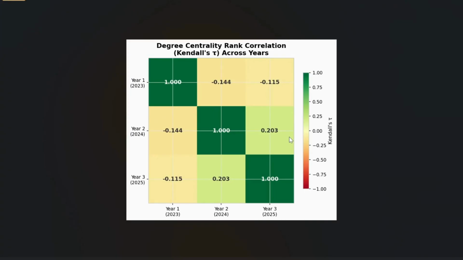Now look at the color of the year 1 versus year 2 cell and the year 2 versus year 3. The relatively warm colors, values above 0.4, tell us that the top items are fairly consistent. Petrol, diesel, and cooking oil remain central across all 3 years. However, year 1 to year 3 shows slightly less agreement, which is expected given how much the network shrank.